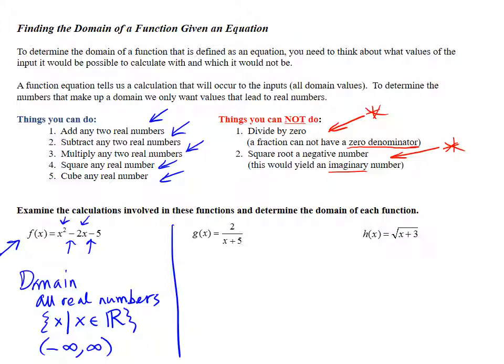Now in our second example, g of x equals 2 over x plus 5. We've got a denominator here. And remember, we can't divide by 0, so this denominator cannot be 0. We need to exclude any number for x that would make that 0. To figure out numbers that would make that 0, the best way, if you don't see it immediately, is to take the denominator, set it equal to 0, and solve. We simply subtract the 5 from both sides, and we see that x equal to negative 5 would yield a 0 denominator. So we exclude this value because it makes the denominator 0.